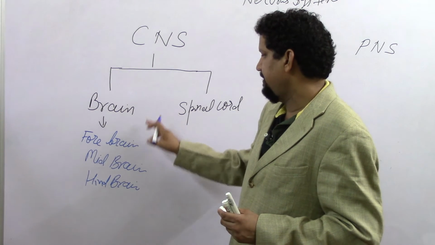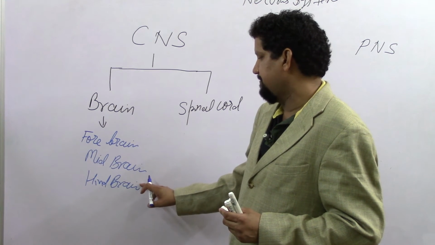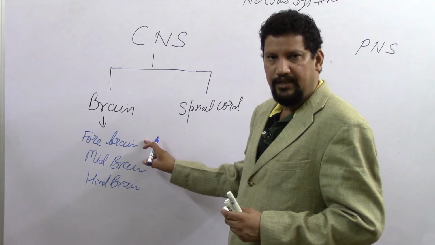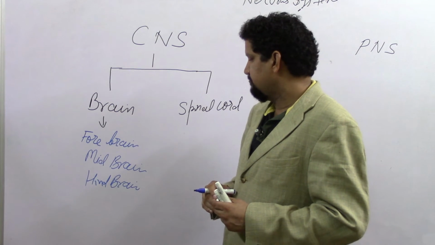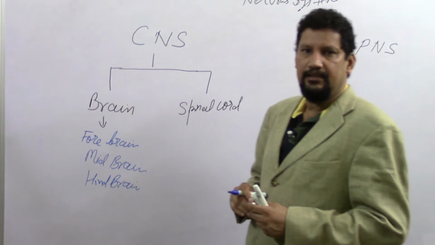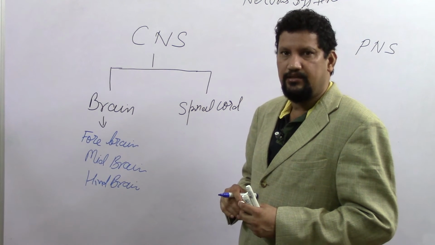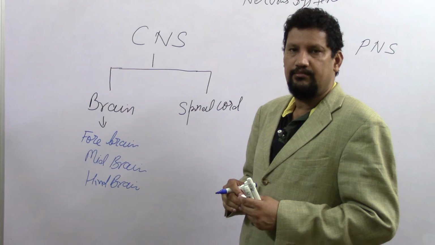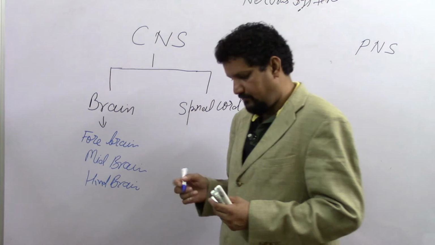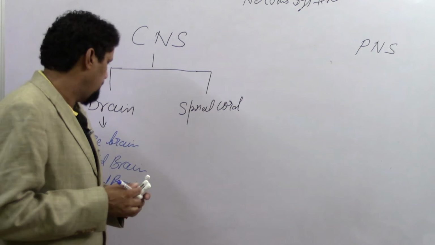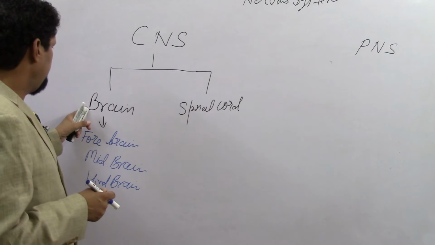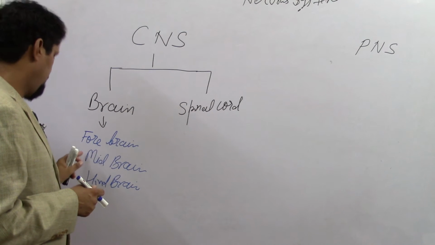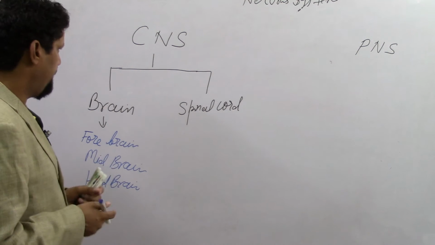So the brain is divided into forebrain, midbrain and hindbrain. The forebrain has the cerebrum and the diencephalon. The midbrain is the most primitive and smallest part of the brain. The hindbrain has the medulla, pons and cerebellum. So again, the CNS is divided into brain and spinal cord, and the brain into forebrain, midbrain and hindbrain.